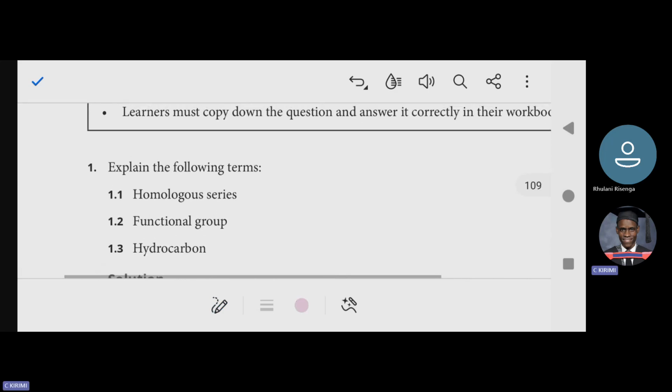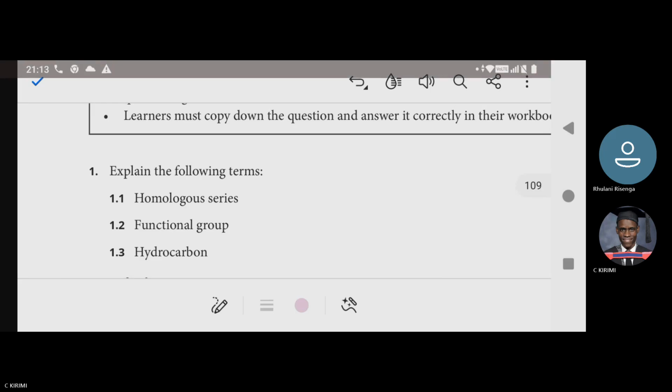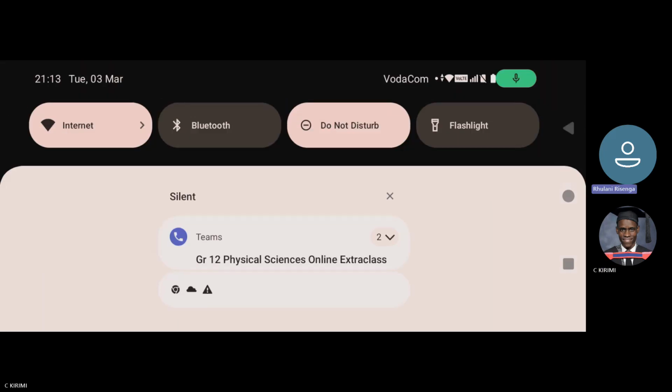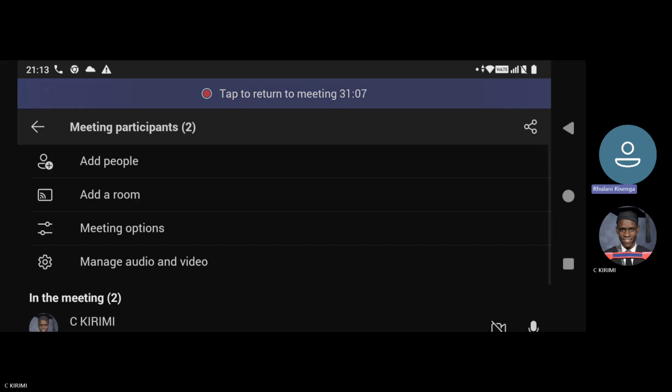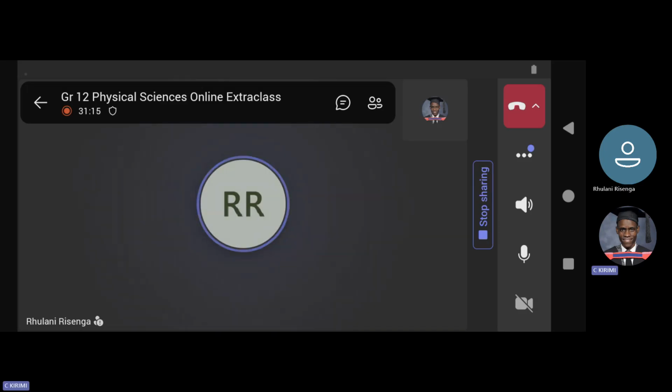All right. So here we are just saying explain the following terms. What is meant by a homologous series? What do we refer to as a homologous series? You can just give an example. Homologous series are compounds that can be determined by the same general formula. For example, the general formula of alkanes.